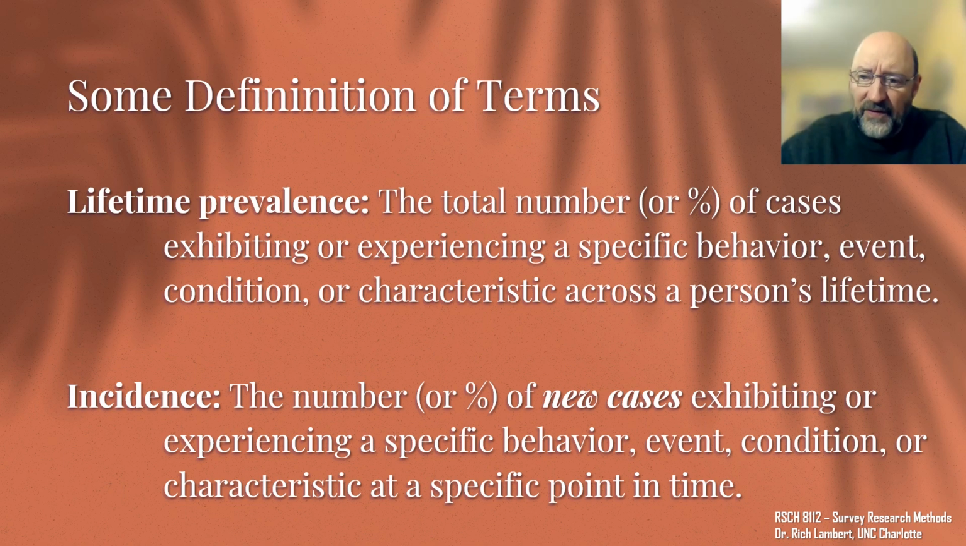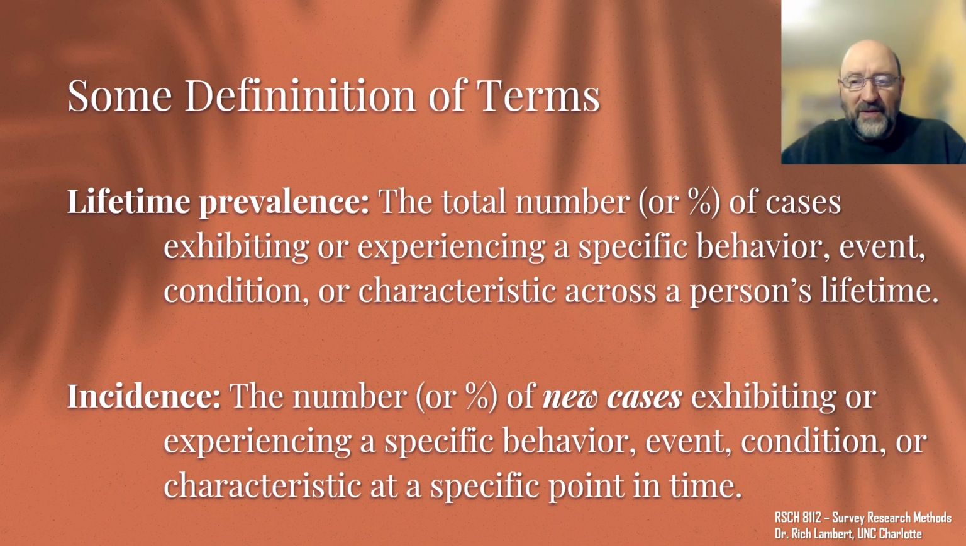So we can even think of all these things in terms of COVID, right? The point prevalence is, right now, what percentage of Americans have COVID? The period prevalence is, over the last month, what percentage of Americans have had COVID? The lifetime prevalence is, what percentage of Americans have ever had COVID across their lifetime? And the incidence is, how many new cases are we experiencing today?